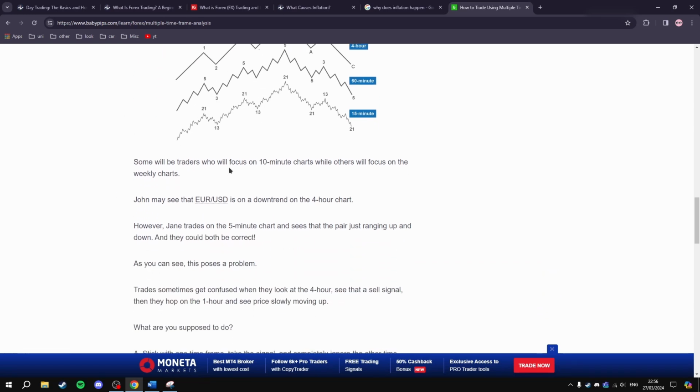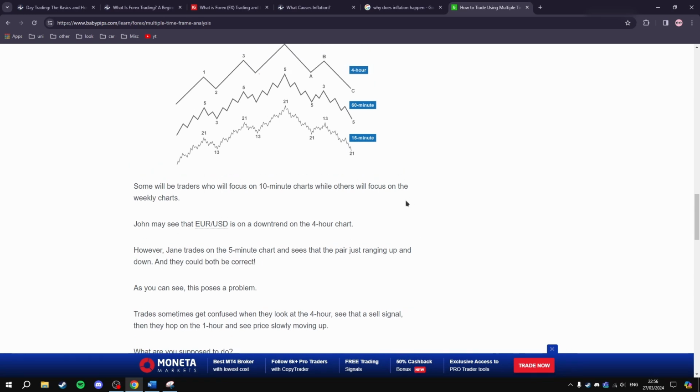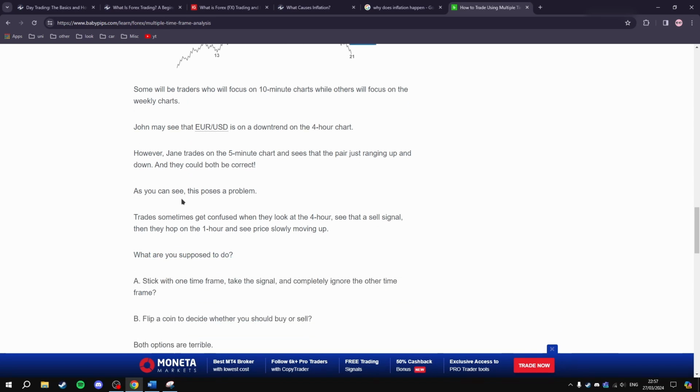Yeah, some traders will focus on the 10-minute charts, whilst others will focus on the weekly charts. John may see that EURUSD is on a downtrend on the 4-hour chart. However, Jane trades on the 5-minute chart and sees that the pair is just ranging up and down, and they could both be correct. As you can see, this poses a problem.